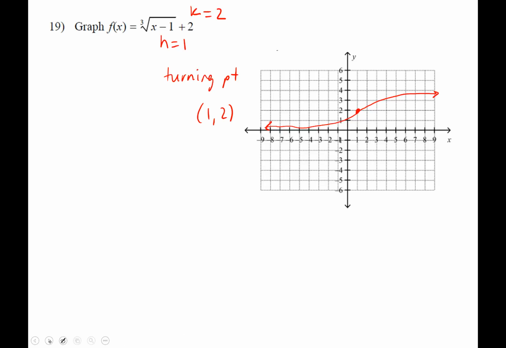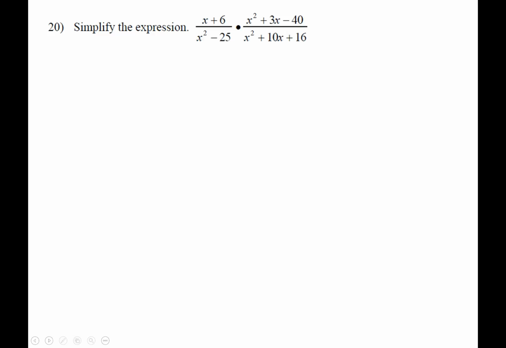All right, number 20, again, lots of fractions and x's and polynomials, all kinds of stuff. So we're going to factor, factor, factor. So the first fraction, numerator, can't factor it, so x plus 6. Denominator, this is difference of squares. So I have x squared and minus 25 is the same as 5 squared. So x plus 5 and x minus 5 is how we factor that.